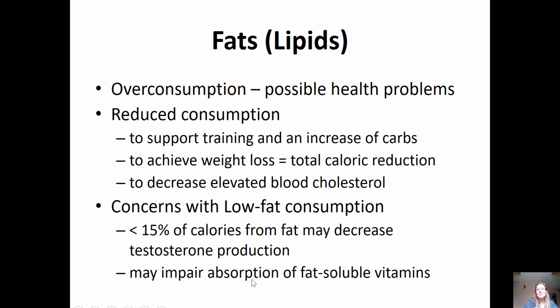As far as fats go, we all know that too much of your bad fats can lead to negative health outcomes. So definitely limiting our intake of our saturated fats, our trans fats, and the cholesterol that we ingest through our foods is very, very important. But we definitely want to reduce our consumption of fat because it's going to help support the training and an increase in carbohydrate ingestion. It also helps for achieving weight loss because you're definitely decreasing your caloric intake by reducing your fat intake. And also it helps to decrease any blood cholesterol levels that might be high.